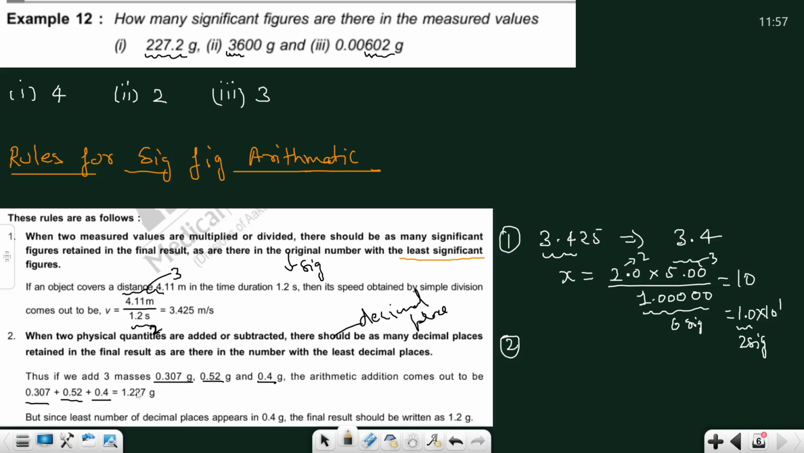So the answer is coming 1.227, but it can have only one decimal place because 0.4 is having the least decimal place, that is up to one decimal place. So the final answer will be, actually we will take it in the round off way, but right now there is no need to round off. So 1.227 we will take only 1.2. So 1.2 will be the final answer. Clear?